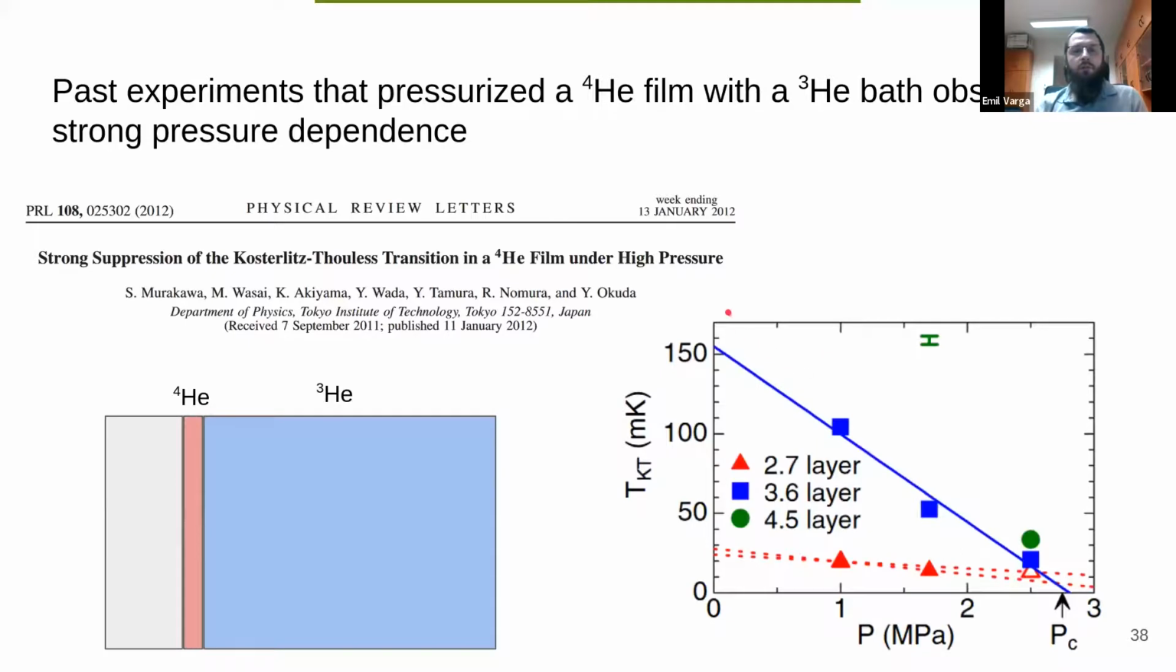And I should also point out that there were past experiments where they tried pressurizing helium-4 films in some other clever ways. For example, this paper by Murakawa and coworkers, where they pressurized a helium-4 film with a normal helium-3 bath above it, and they actually saw a fairly strong temperature dependence of the film transition temperature. So the discrepancy with this past work is also not fully understood.